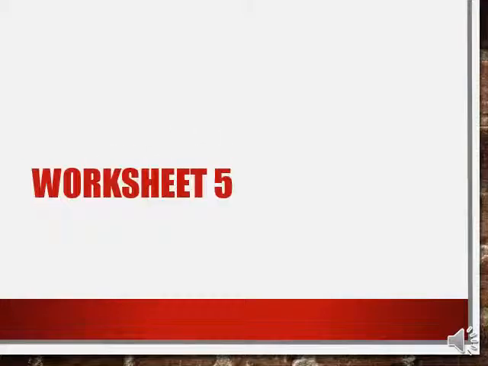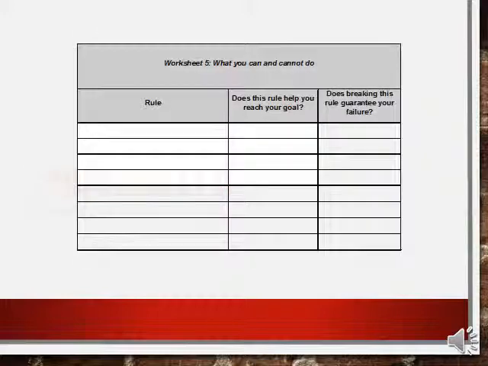This particular presentation is about Worksheet 5, Key Rules. This is what Worksheet 5 looks like. In column 1, at the far left, you write the rules. In columns 2 in the center and 3 in the far right, you answer the questions yes or no.